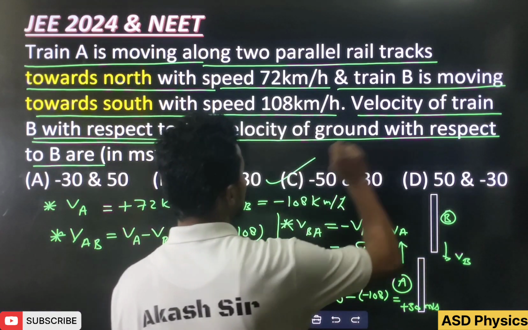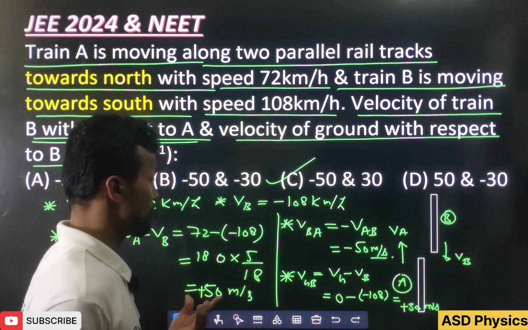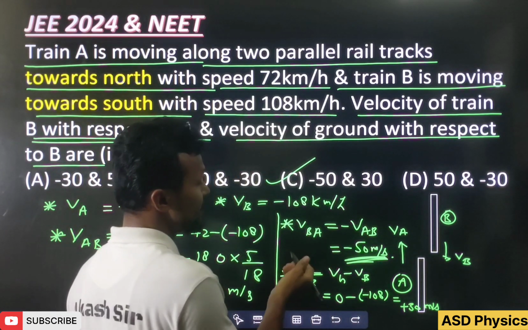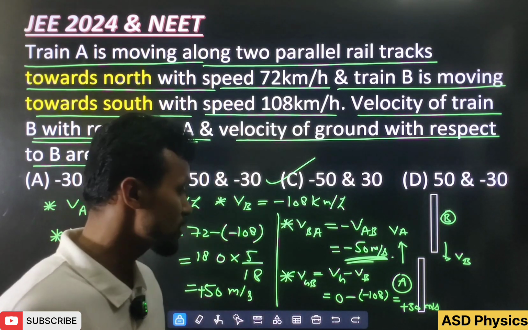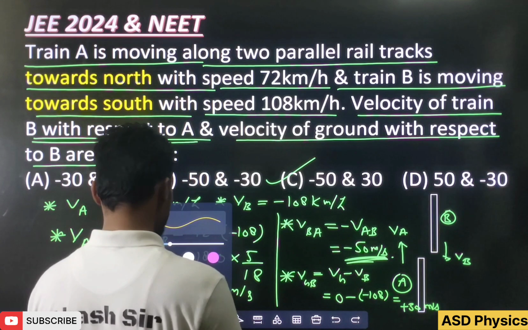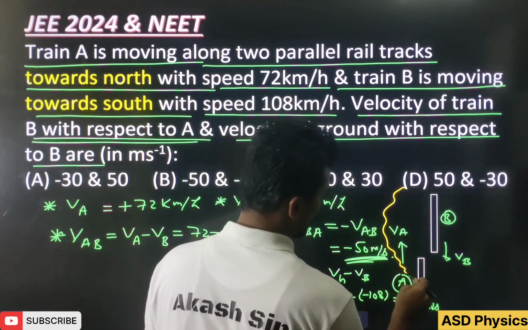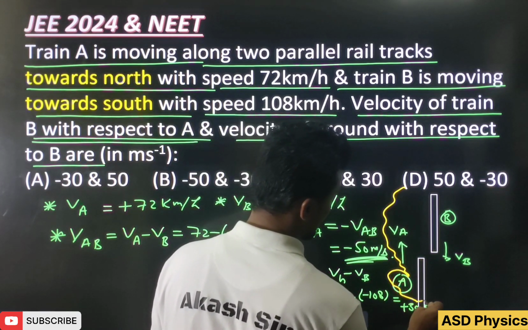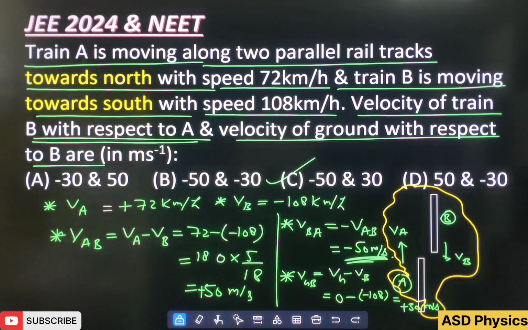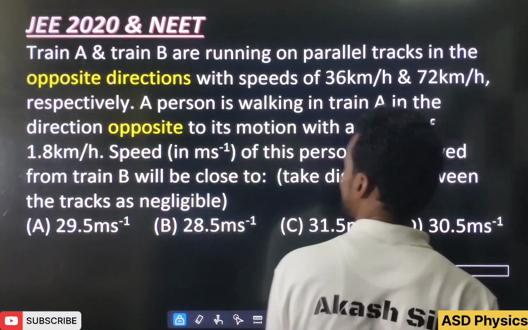Which option is correct here? Option C. B with respect to A is minus 50, and velocity of ground with respect to B is plus 30. So option C is the answer, and this was the real situation. All the time, no need to draw hypothetical situations. Okay, great. Now students, we'll go ahead and solve.